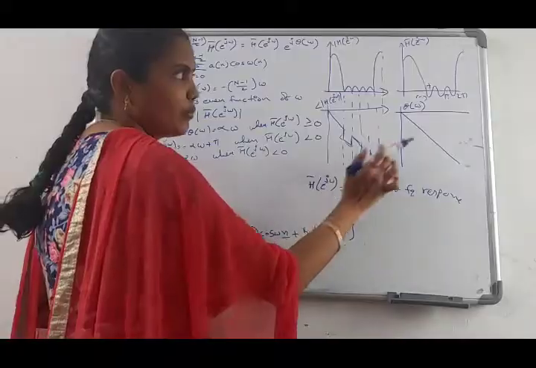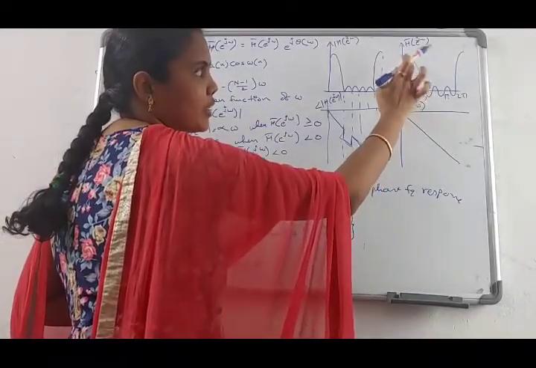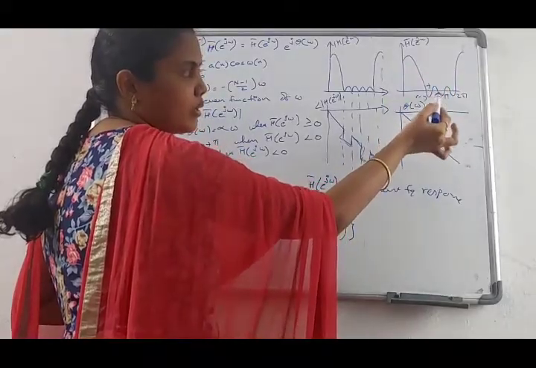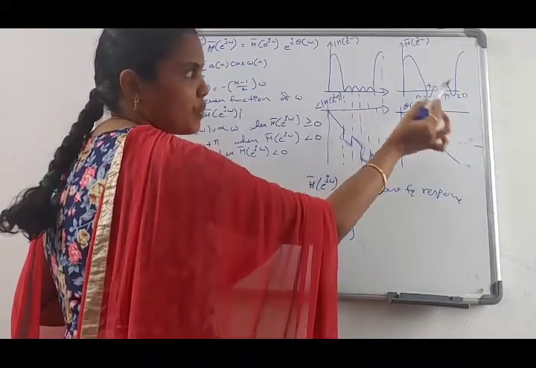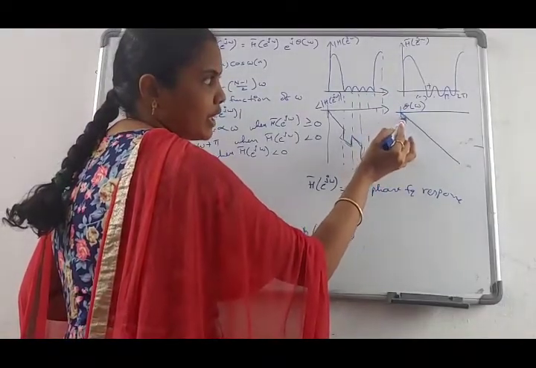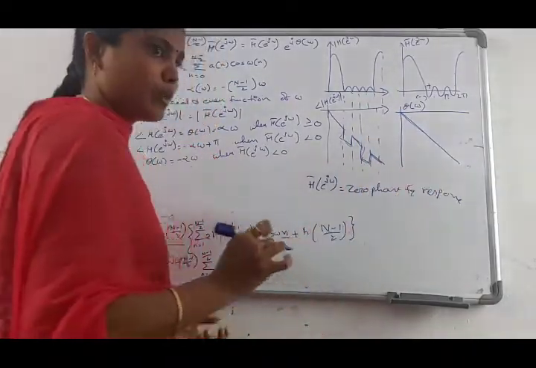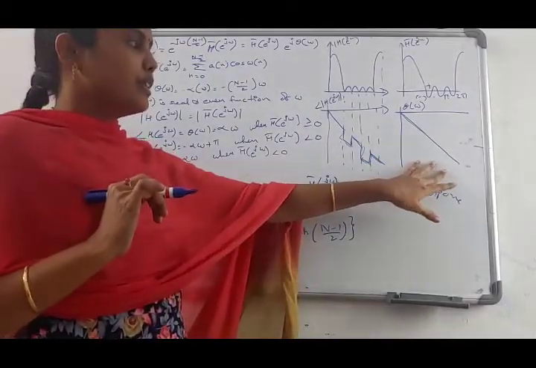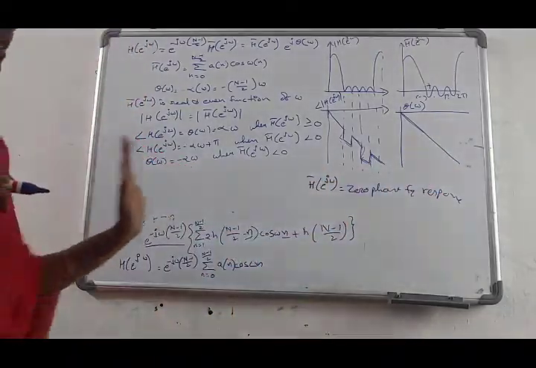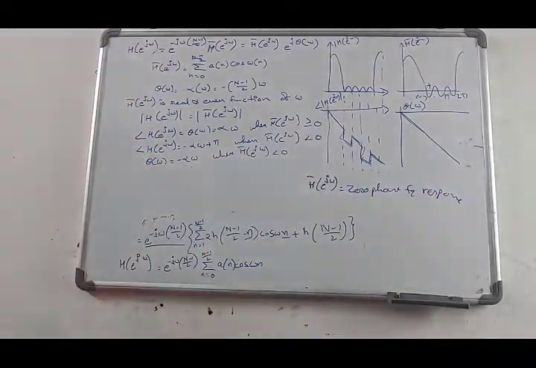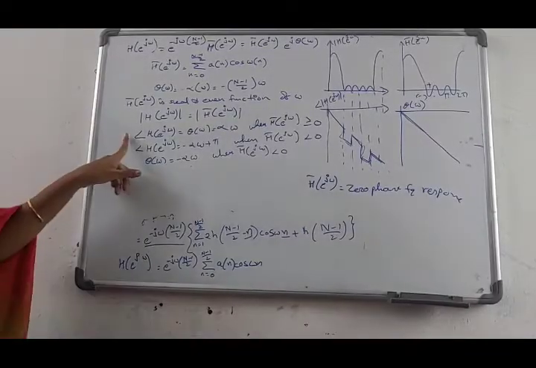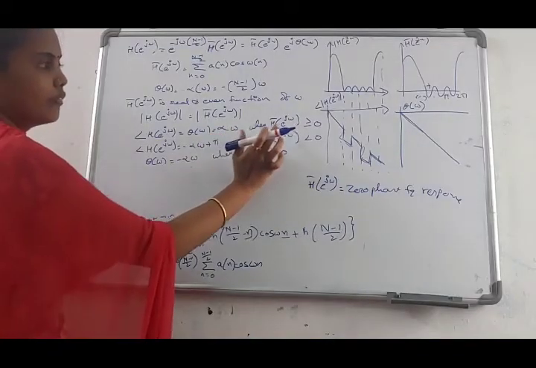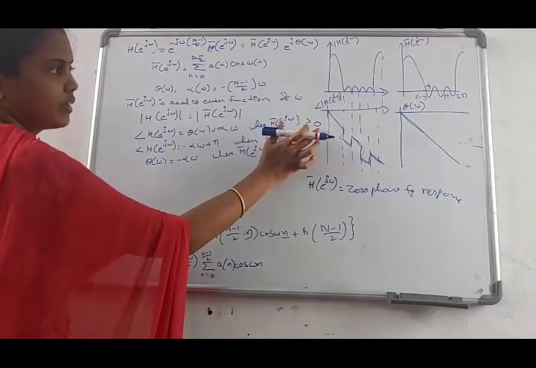Whereas in h bar of e power j omega, you can get the pulse on both the positive and negative sides. The phase angle here is linear because of both positive and negative pulses. So by this graph, we can say this filter is a linear phase FIR filter. Now the angle of h of e power j omega is theta of omega when h bar of e power j omega is greater than or equal to 0.